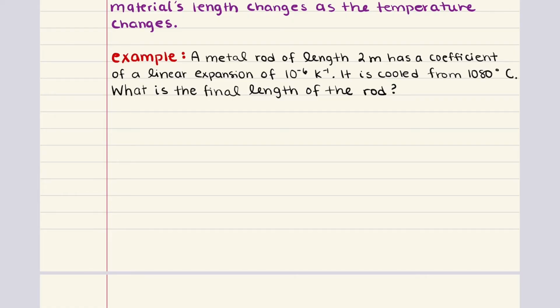Now, we're given a lot of information here. We know the coefficient of linear expansion. It's equal to 10 to the minus 6 inverse Kelvin. We're also given the original length, 2 meters, and we're told what our initial and final temperatures are, so we can calculate delta T. This is going to be 80 minus 1080.